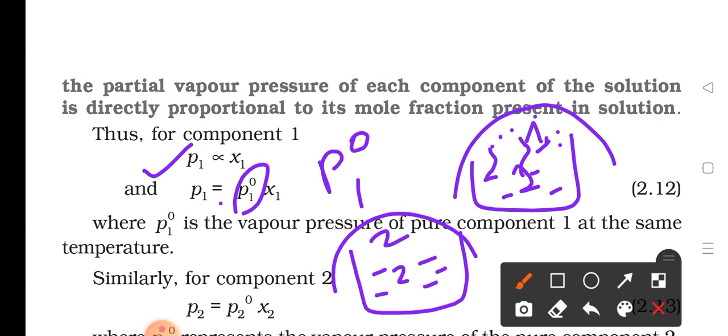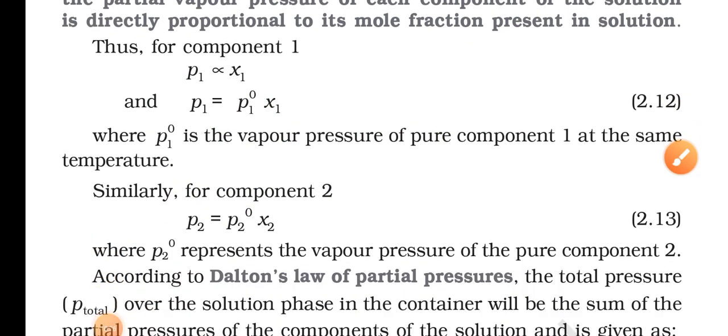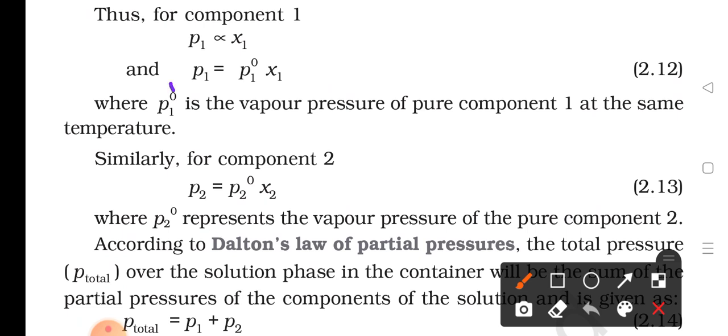Here we are not going to mix 1 and 2. Here only the pure liquid 1 is there. So the pressure of this pure liquid 1 is P1 naught. Similarly, the pressure of pure liquid 2 is P2 naught. Remember that this naught determines the purest form. From that we came to know that P1 is equal to P1 naught x1 and similarly P2 is equal to P2 naught x2.